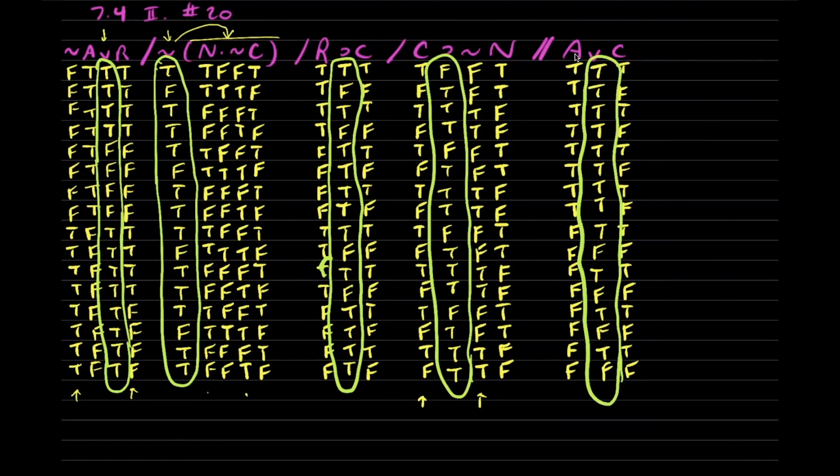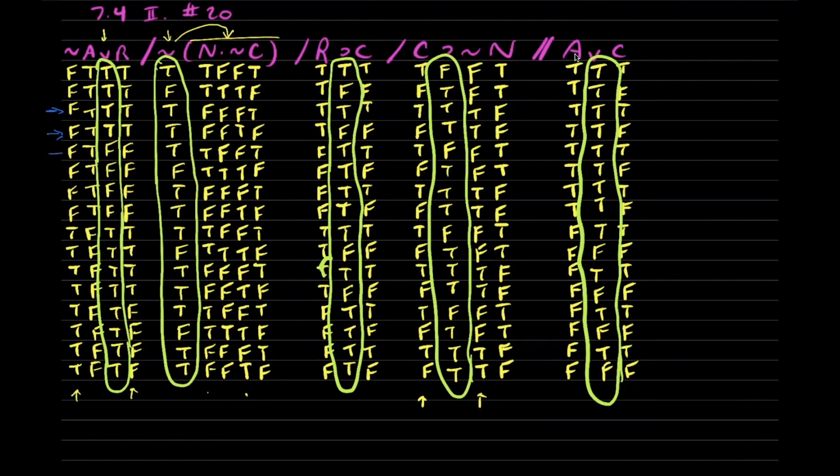So in the first row, the premises aren't all true. We have true, true, true, false. So I don't care about that row yet. Next row, true, false, false, true. The premises aren't all true. On the third row, I'll indicate it here with a little arrow, the premises are all true, but the conclusion's true, so that's okay. In the fourth row, the premises are not all true, so I don't care about that row.